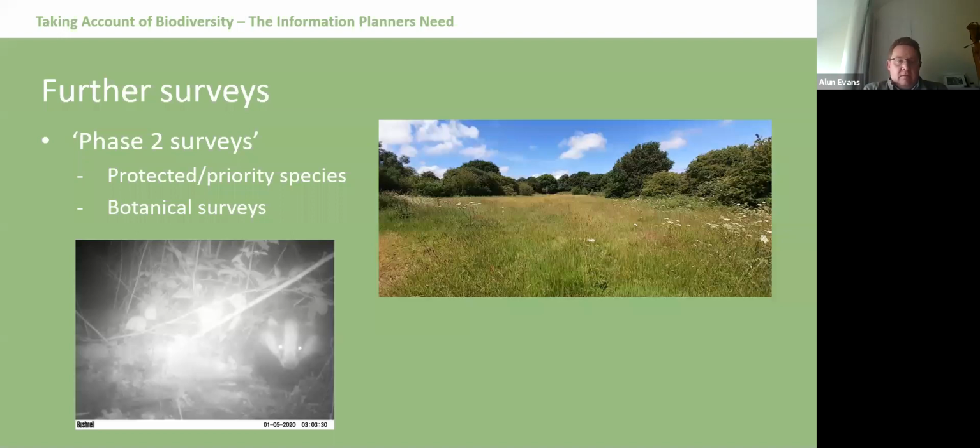And generally, having done your initial surveys, your extended phase 1, your preliminary ecological assessment, would have identified the need for further surveys probably on most sites. And that would be to examine in more detail the use of the site by either protected or priority species, or if there's a particularly ecologically rich habitat, be it woodland or unimproved grassland, there'd be a clear need for botanical surveys. And sometimes these additional surveys are termed phase 2 surveys.